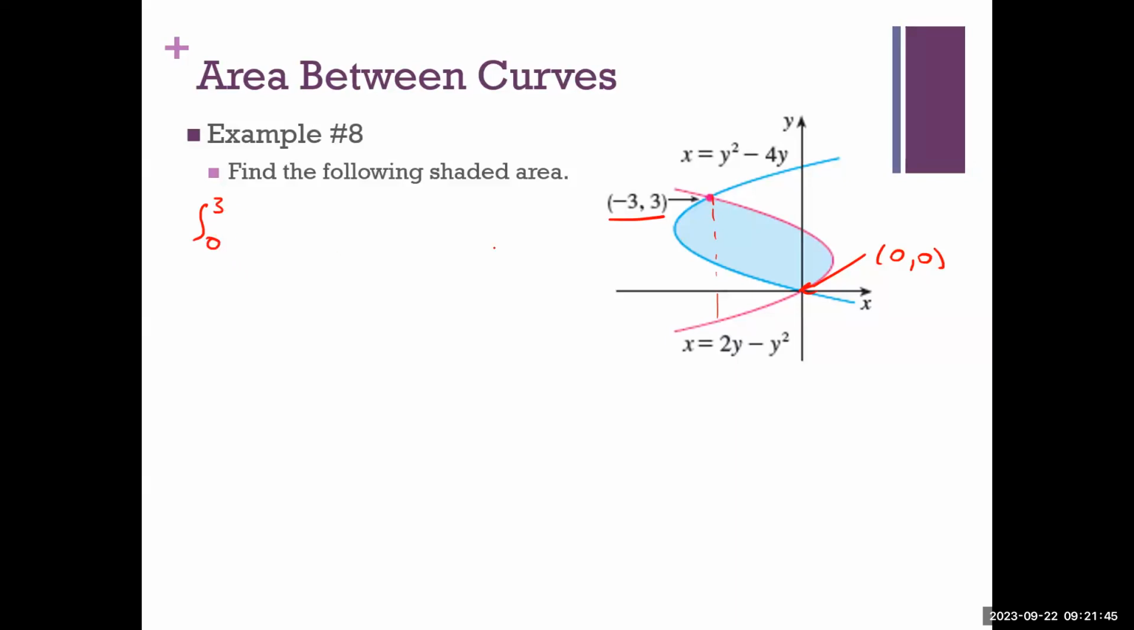What is the integral we're going to do? Or what's the integrand? Why is it 2y minus y squared first? Right, that's the right function, subtracted by y squared minus 4y.